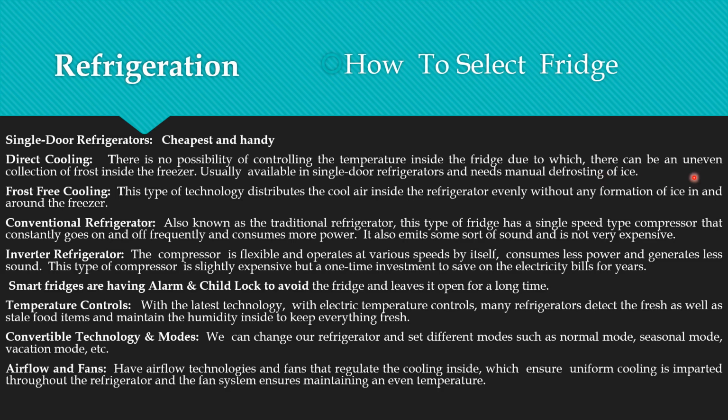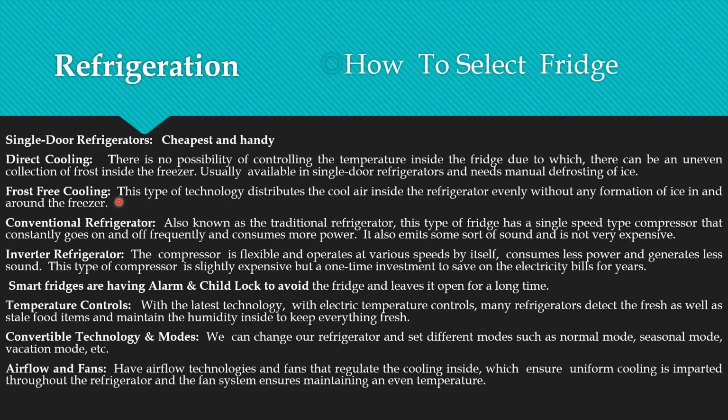Because of this, there can be an uneven collection of frost inside the freezer. Due to that, humidification is not available. This is direct cooling. Usually, it comes with a single door refrigerator. So we have to do manual defrosting of ice, which is formed due to the humidification. So single door refrigerators are the cheapest ones, but they have direct cooling, so we have to do the manual defrosting only. It's work for us.